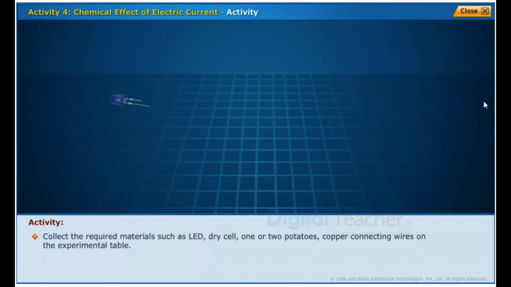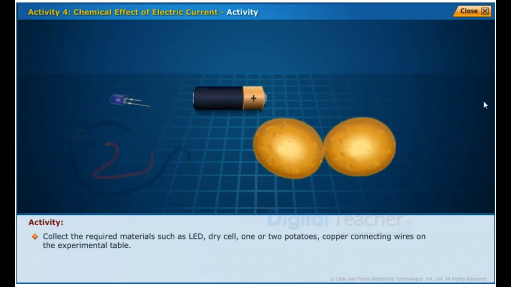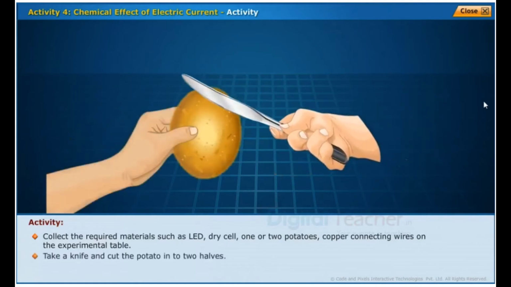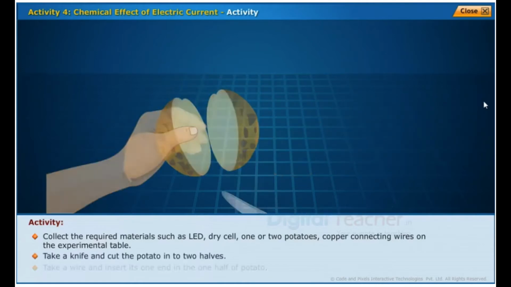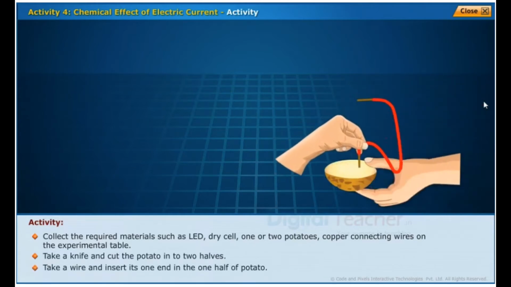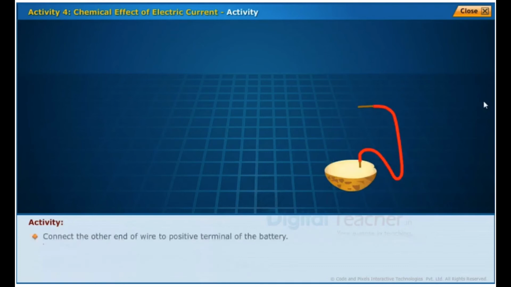Activity 4. Chemical effect of electric current. Collect the required materials such as LED, dry cell, 1 or 2 potatoes, copper connecting wires on the table. Take a knife and cut the potato in 2 halves. Take a wire and insert one of its ends in the potato.